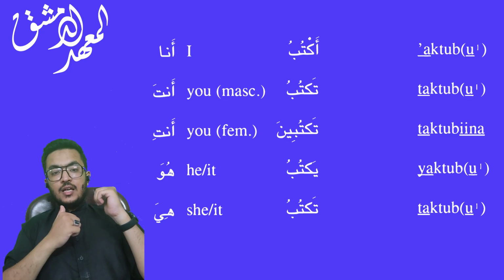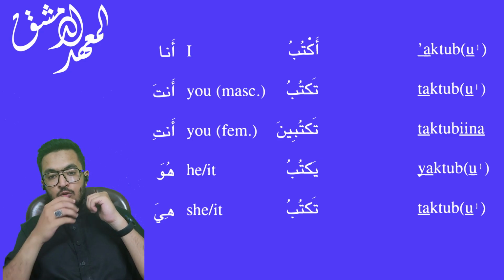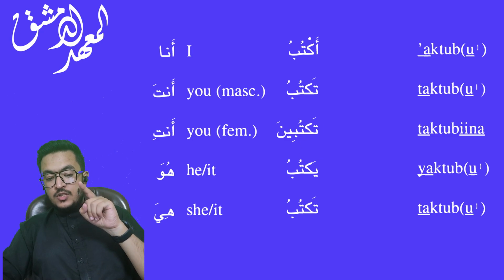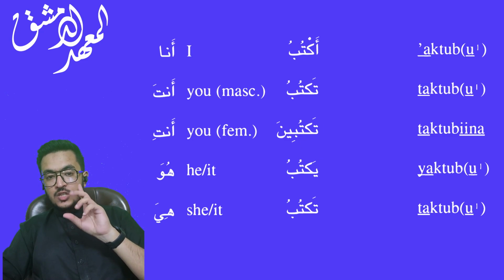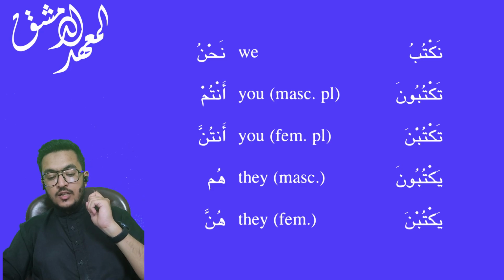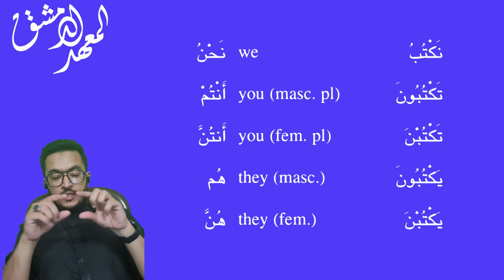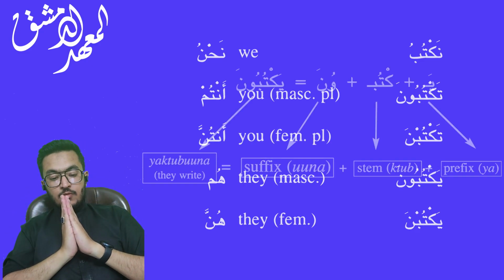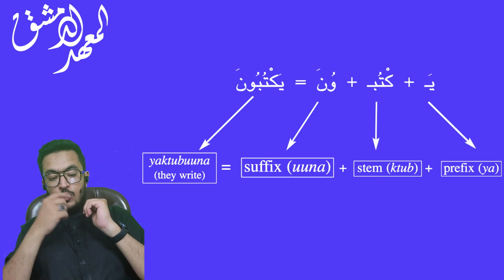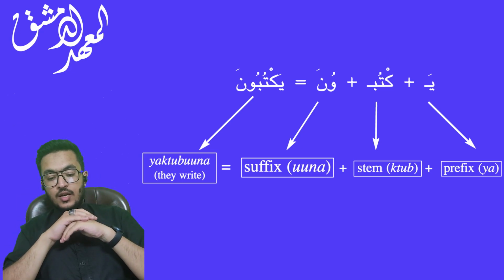So for example, we have أنا أكتب, أنت تكتب, أنت تكتبين, هو يكتب, هي تكتب. Please notice that anta and hiya have the same word, تكتب. نحن نكتب, أنتم تكتبون, أنتن تكتبن, هم يكتبون, هن يكتبن. If you look at the table, you can see that the present stem which appears in the example is kutub. The three letters are ka, ta and ba, with no vowel after the first letter and damma after the second.